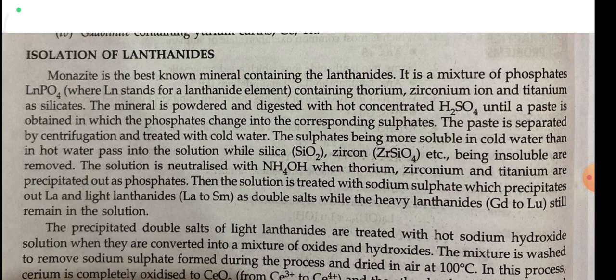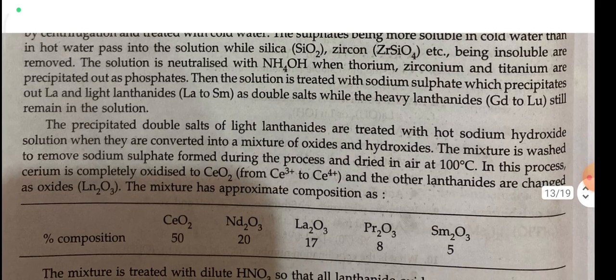The paste is separated by centrifugation and treated with cold water. The sulfates, being more soluble in cold water than in hot water, pass into the solution, while silica and zircon, being insoluble, are precipitated out as phosphate. Then the solution is treated with sodium sulfate, which precipitates lanthanum and the light lanthanides as double salts, while the heavy lanthanides still remain in the solution.